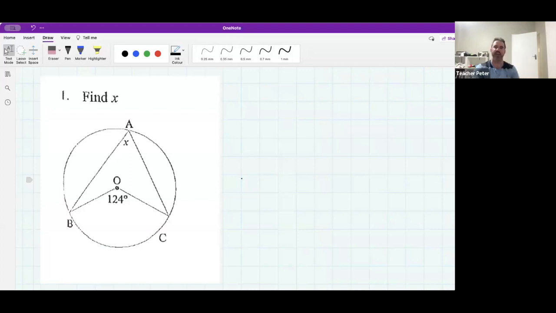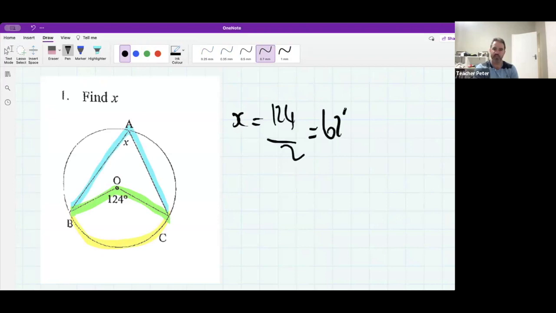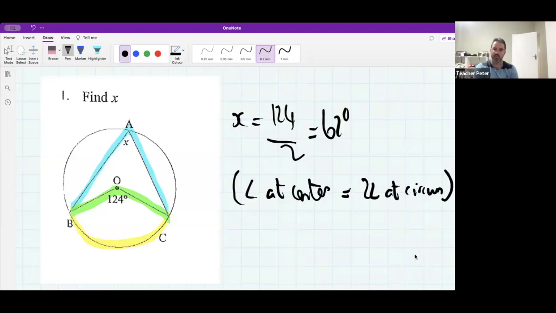Find me the value of x. BC is the arc that it's being based on. It subtends this angle at the center and this angle at the circumference. So we know that x is actually just going to be 124 over 2, or 62 degrees. And just to see that reason again, angle at center equals twice angle at circumference. And that is that one.